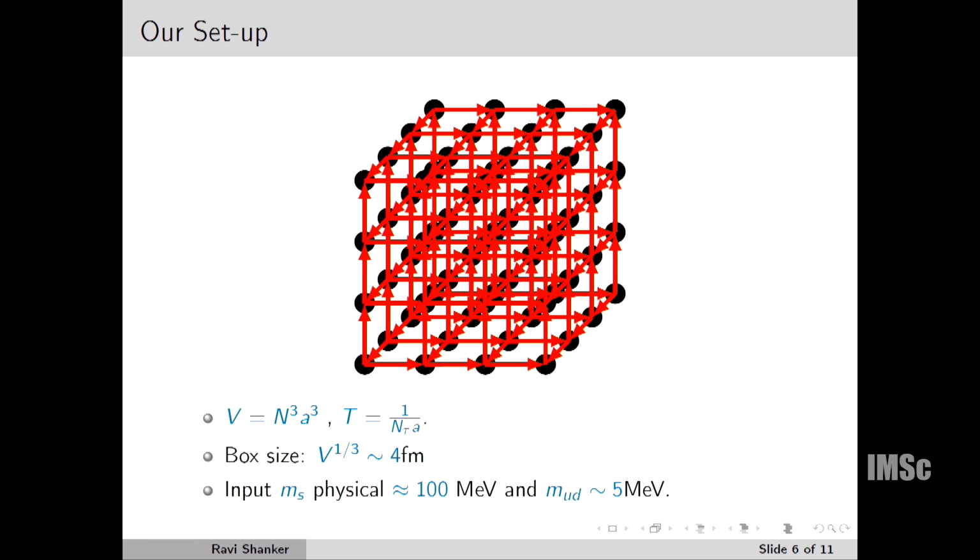While generating the configurations, we fix the mass of up and down quarks to be roughly around 5 MeV, and the mass of the strange quark to be around 100 MeV. These are the physical masses.